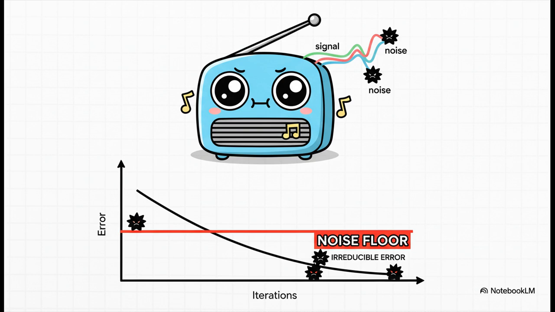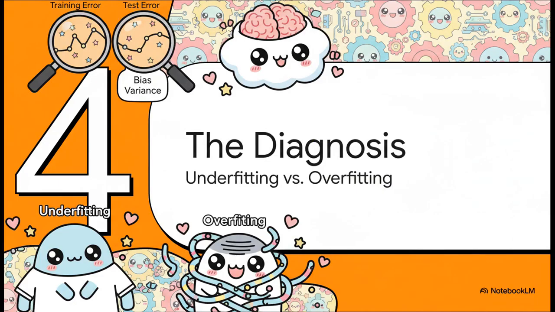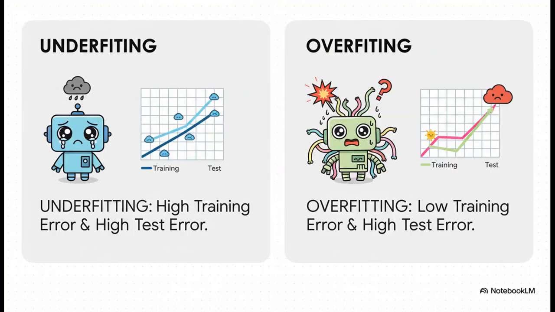This is so important for setting realistic expectations for any project. Okay, so with this understanding of bias, variance, and that noise floor, we can now use our training and test errors to make a really clear diagnosis. We can now spot two of the most common problems a model can have: underfitting and overfitting. And the relationship between these two error scores tells us everything we need to know.